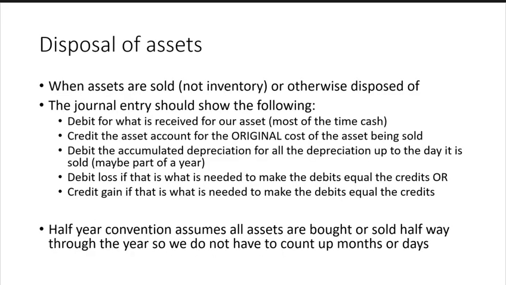Okay? Disposal of assets. When assets are sold, this is the idea of getting rid of something, for whatever reason. Typically, it could be at the end of the useful life, it could be before the end of the useful life. When we make that journal entry, we're going to debit cash, typically, what we receive for the asset. We're going to credit the original cost of the asset. We're going to debit accumulated depreciation, and we're going to debit or credit either a loss or a gain. If it's a credit to make the journal entry balance, it's going to be a gain. If it needs a debit, it's going to be a loss.